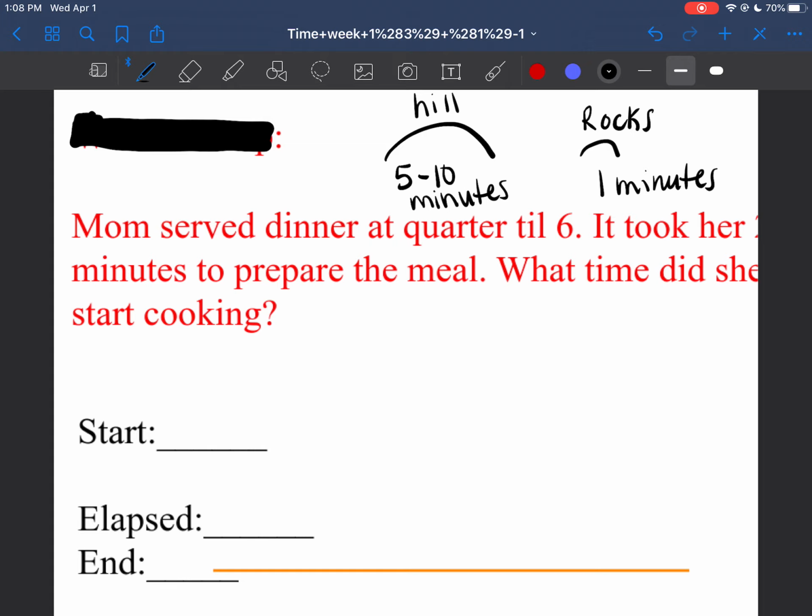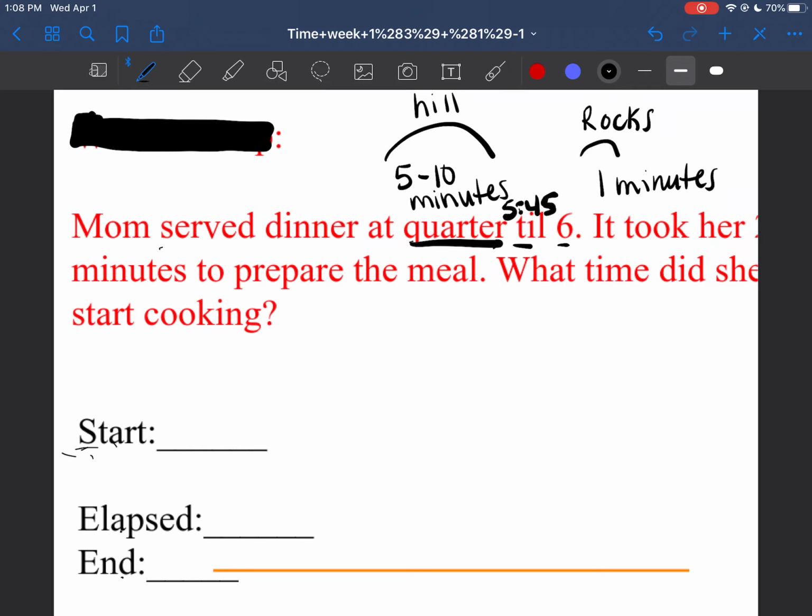Let's look at another problem here. Again, I've written my graphic organizer to help me process my thoughts. Start, elapsed, end. I'm going to fill it in as I read my problem. Mom served dinner at 5:45. So if it's 5:45, it is 5:45.